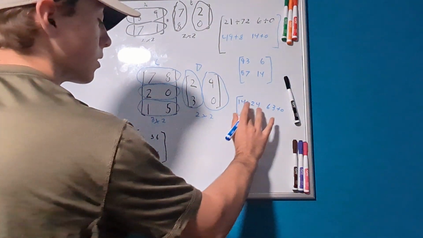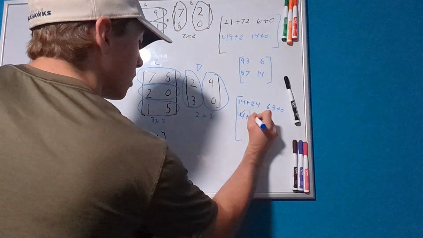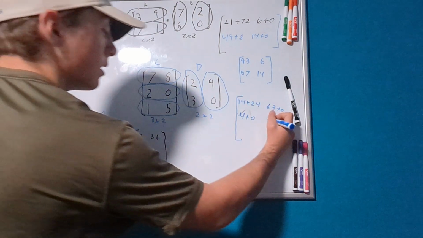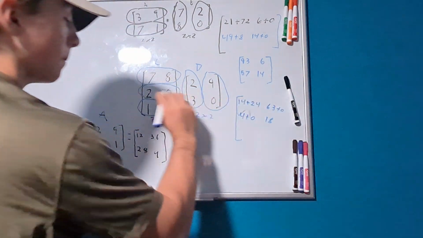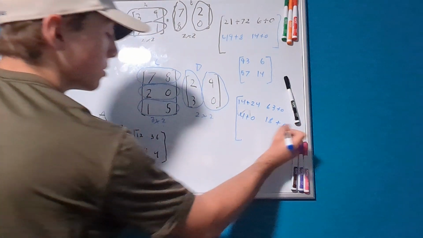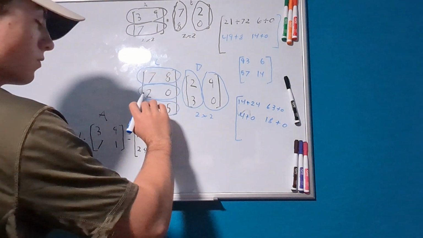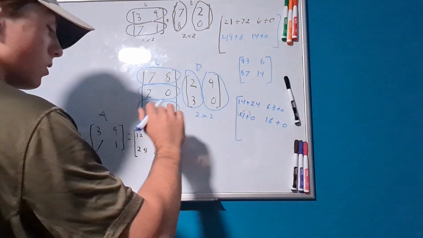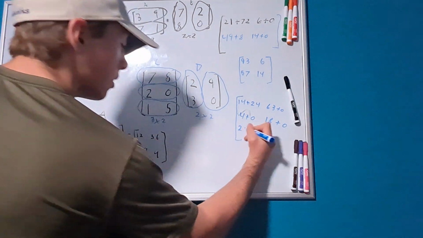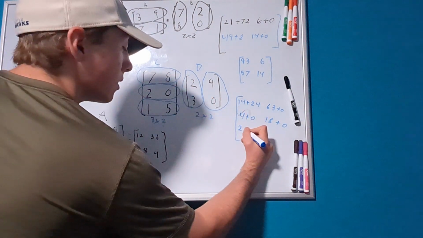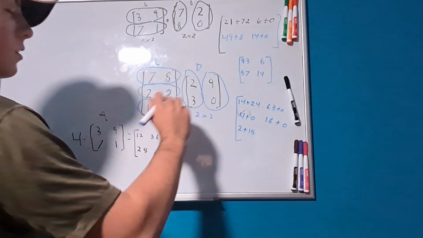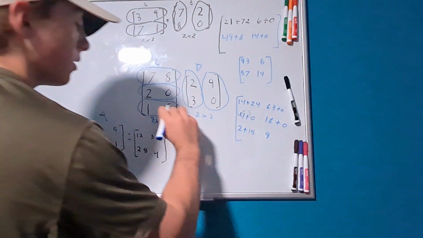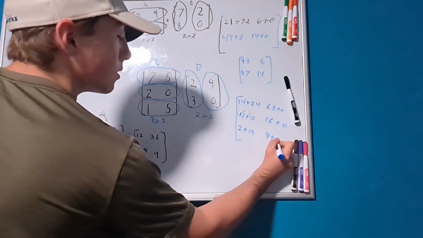Let me write this down a little bit lower. Then, let's do this one. 2 times 9 is 18. Plus 0 times 0 is 0. Then, let's move down 1. And 1 times 2 is 2. 5 times 3 is 15. Then, let's move over 1. 1 times 9 is 9. Then 5 times 0 is 0.